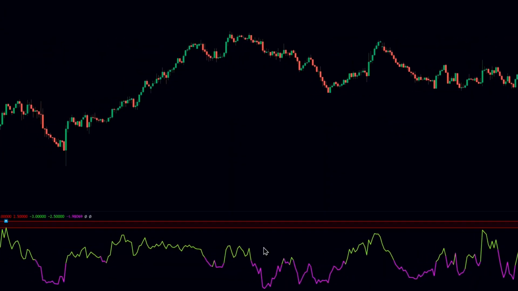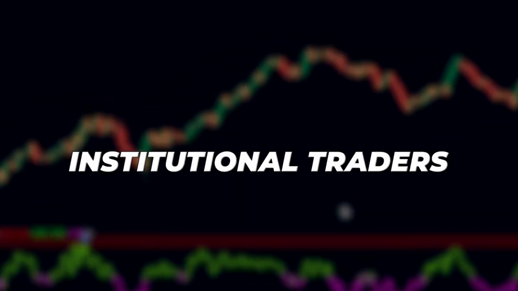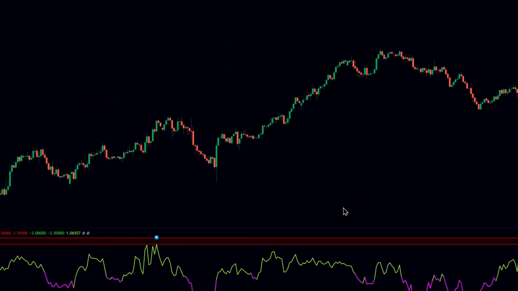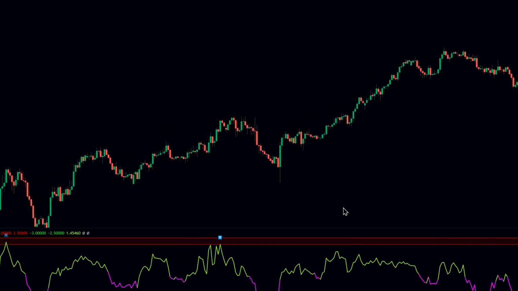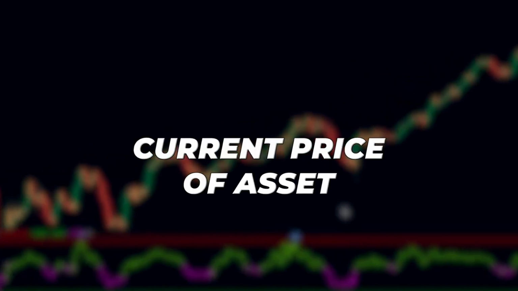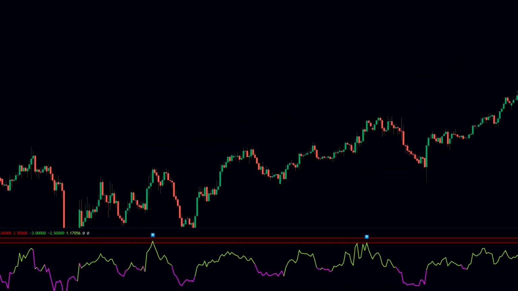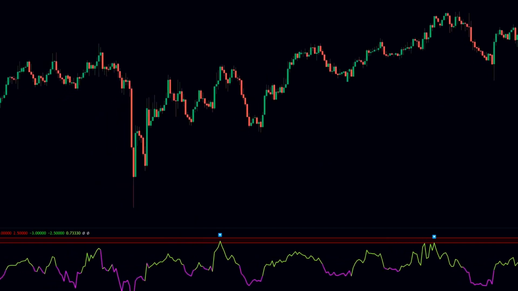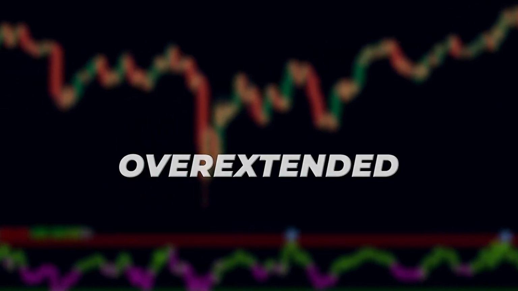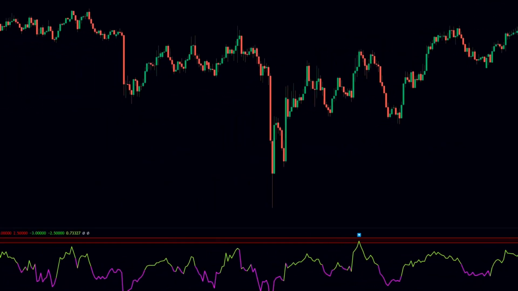The VWAP is a key metric used by institutional traders to gauge the average price of a security weighted by volume. Knowing how far the current price is from the VWAP gives you a sense of whether the market is overextended in one direction or another, and the Z-score quantifies this to provide actionable insights.